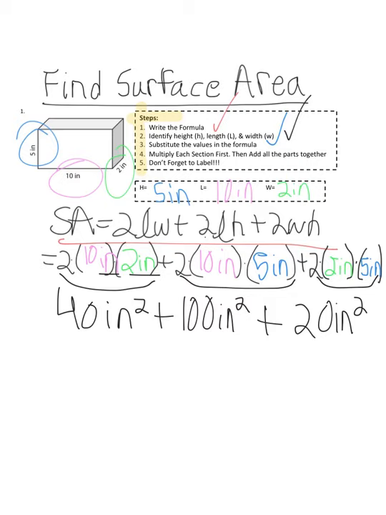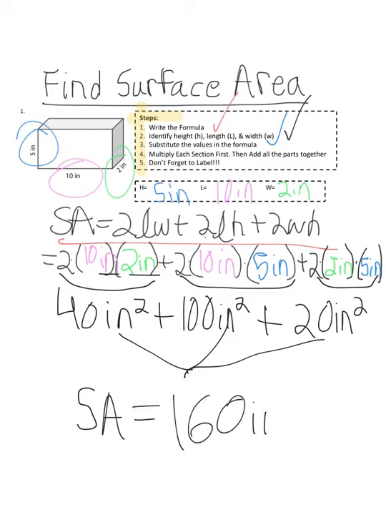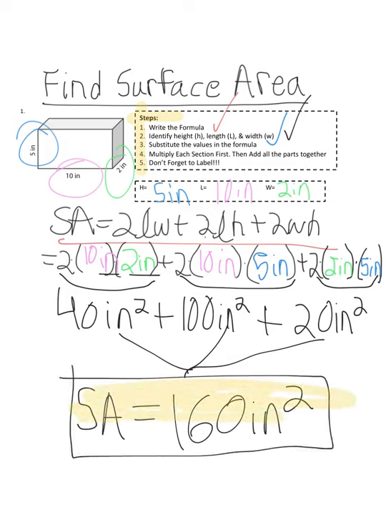So we did the first part of that, and now we need to add everything together. So plug this into your calculator. What's 40 inches squared plus 100 inches squared plus 20 inches squared? That's going to give you a total surface area of 160 inches squared. So that is the total surface area of this rectangular prism, 160 inches squared.